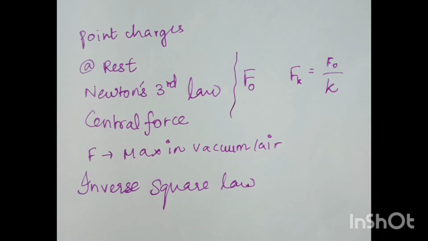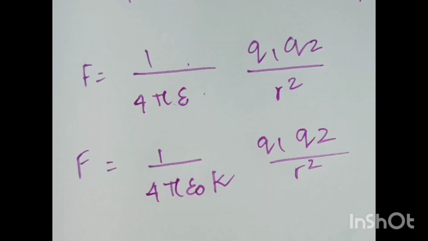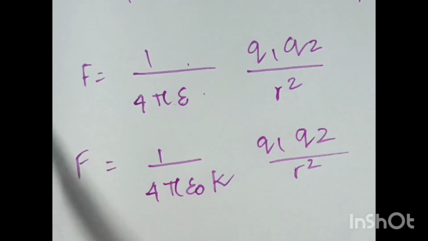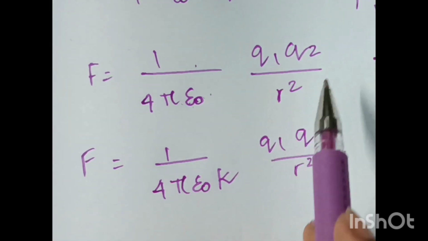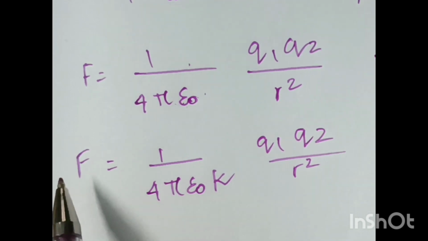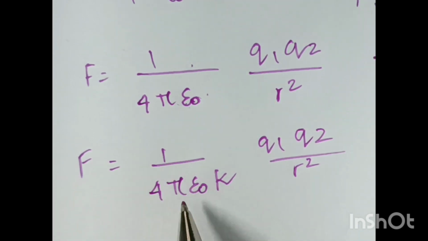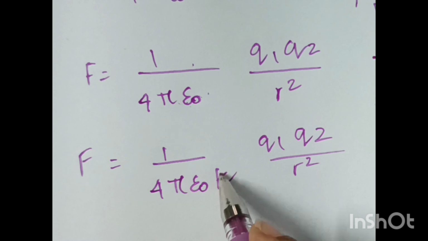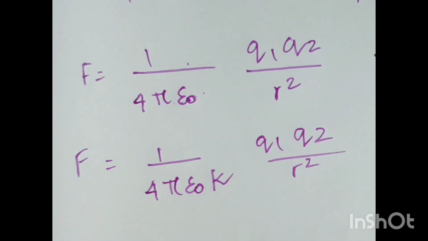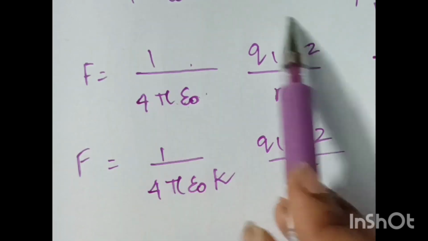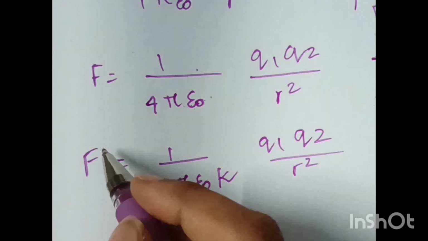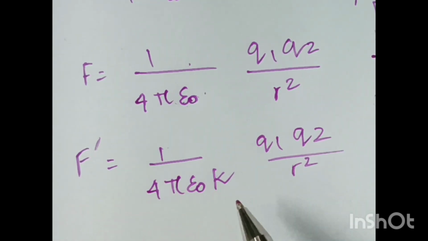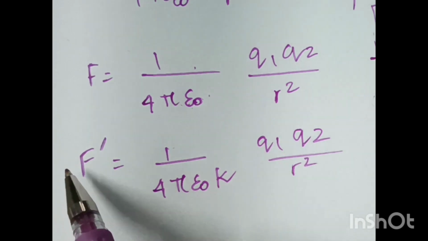Now we have to see another thing. Please see this. Suppose this is the force in air or vacuum, that is 1 by 4 pi epsilon naught q1 q2 by r square, and this is the force in some other medium, that is 1 by 4 pi epsilon naught k into q1 q2 by r square. So this k is representing the dielectric constant. Now if this has some value, that is 25, then what will be the value of this F dash? This will be 25 by k. If k is 5, that is 25 by 5, that is 5 only. So F dash will be only 5.